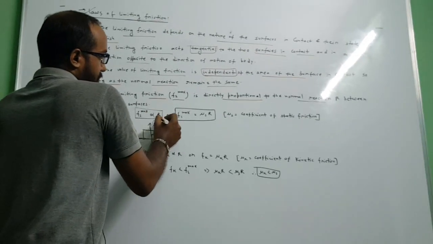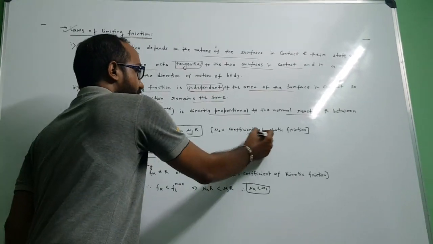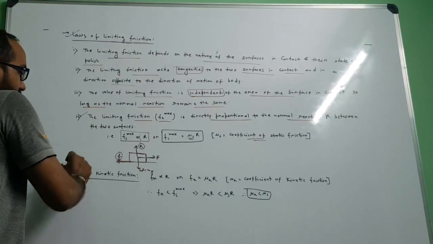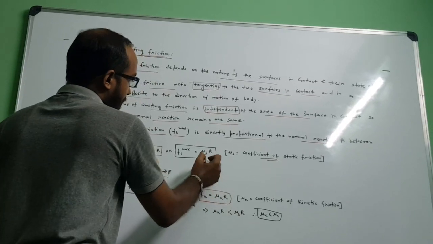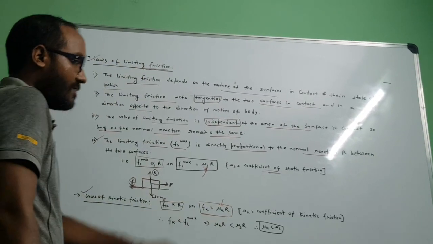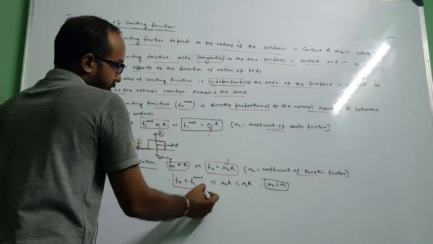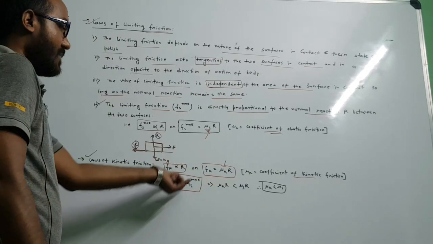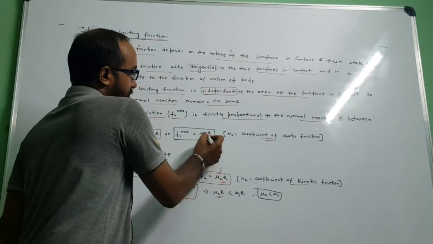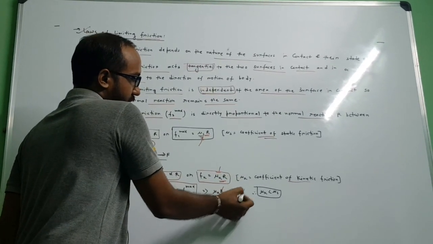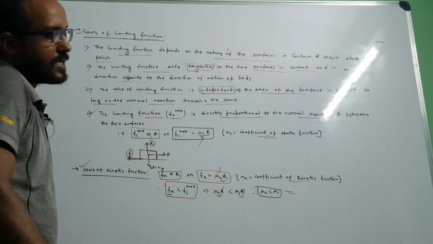If we omit the proportionality sign, we have to give a constant. That constant is mu s, known as the coefficient of static friction. In a similar manner, Fk is proportional to R, Fk is mu k R. Here we have mu s, here we have mu k, nothing much of a difference. Mu k is called the coefficient of kinetic friction, and we have just learned that kinetic friction is less than maximum static friction. So Fk is mu k into R, Fs is mu s into R. R cancels out, so the coefficient of kinetic friction mu k is less than the coefficient of static friction mu s.